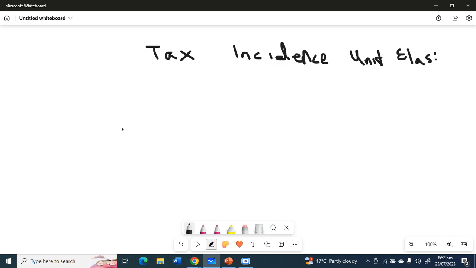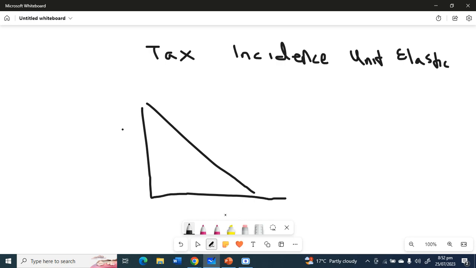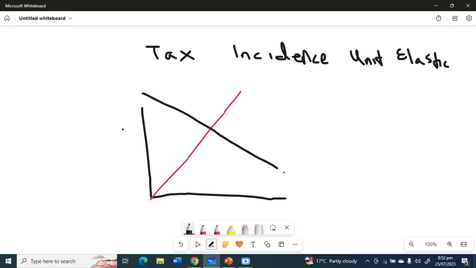What does unit elastic mean, colleagues? When the change in quantity demanded is proportional to the change in price. So that is when the price elasticity of demand is one. So we have demand which is unit elastic. At first, we do not have any tax.